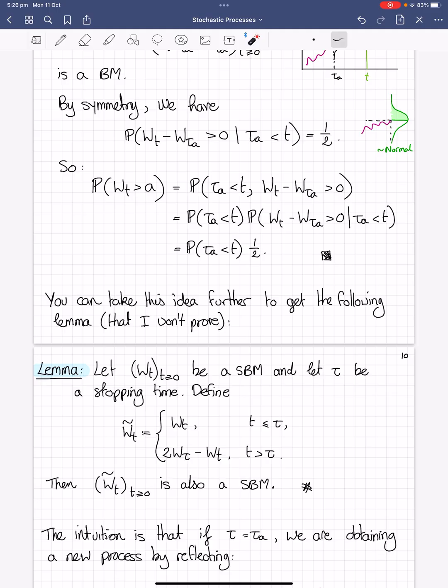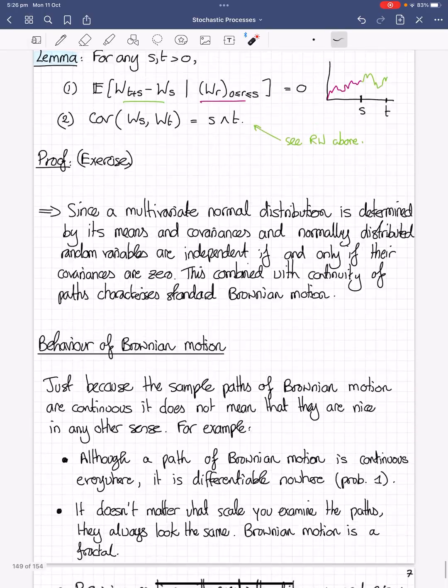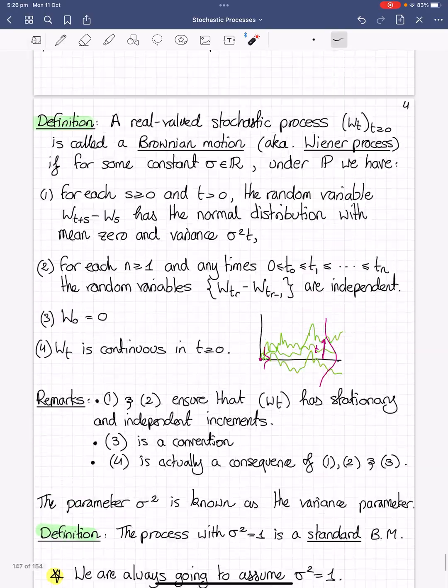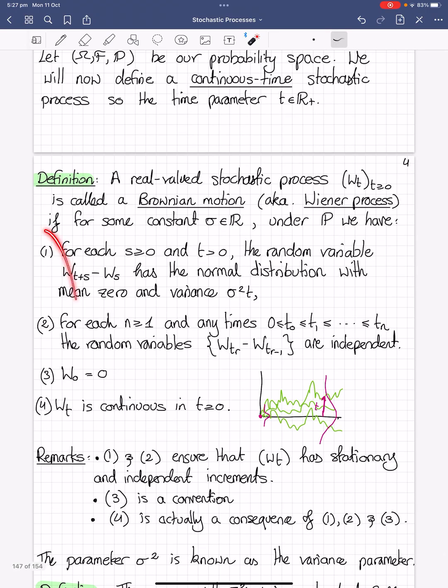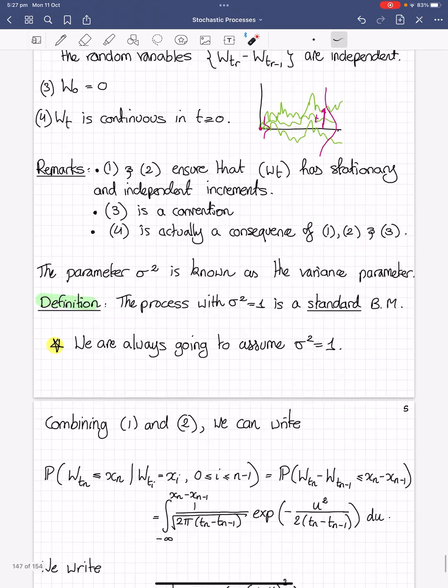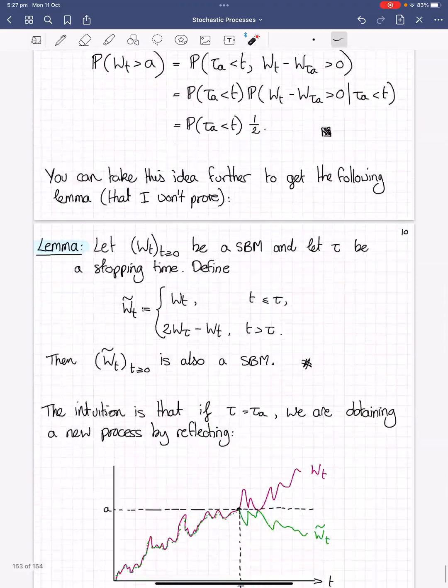So how do you prove such a lemma? Well, in fact, you just need to go back to the definition of a Brownian motion, and check that these 4 properties hold. For this new tilde Wt, you should be able to prove that all of these 4 properties hold. And if you can do that, then you've basically shown that it is a Brownian motion as well.